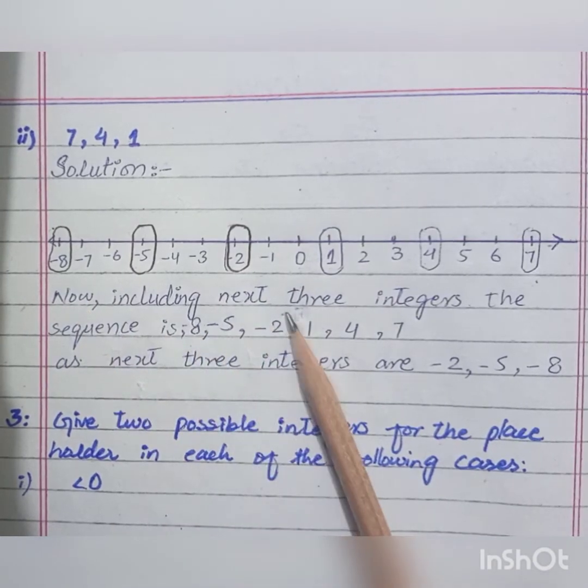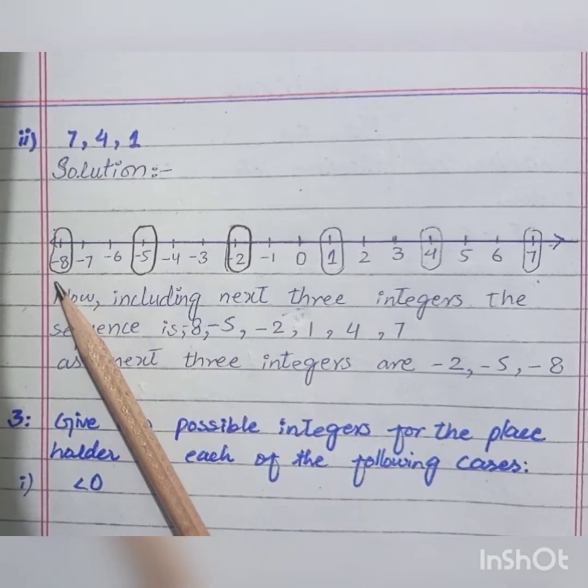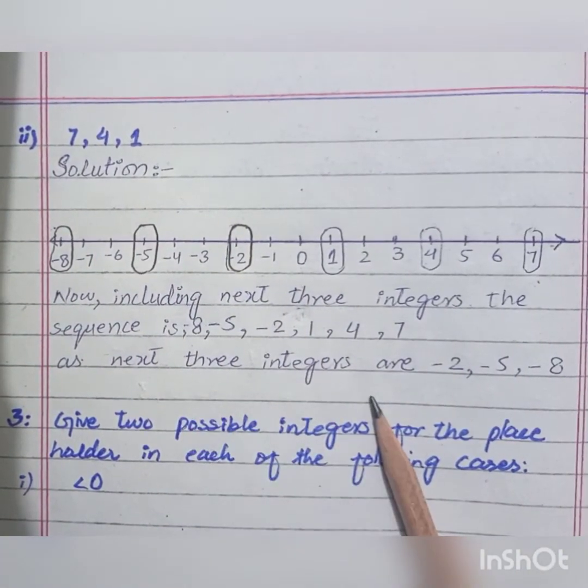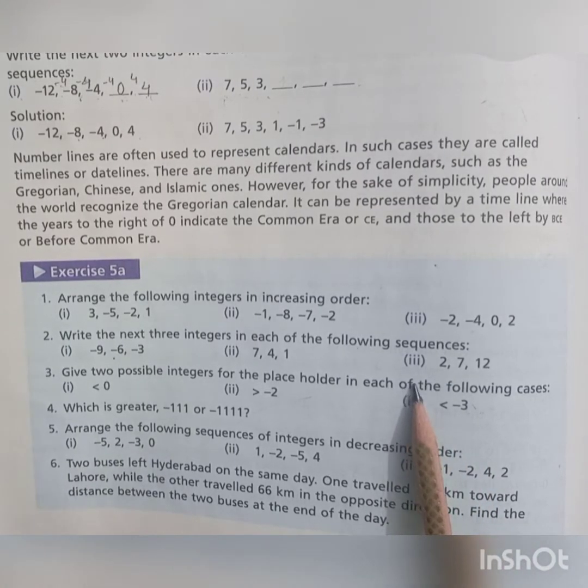Now including next three integers, the sequence is minus 8, minus 5, minus 2. You can see here minus 8, minus 5, minus 2, 1, 4 and 7, as the next three integers are minus 2, minus 5 and minus 8. Now students, part number 3 is in your homework.